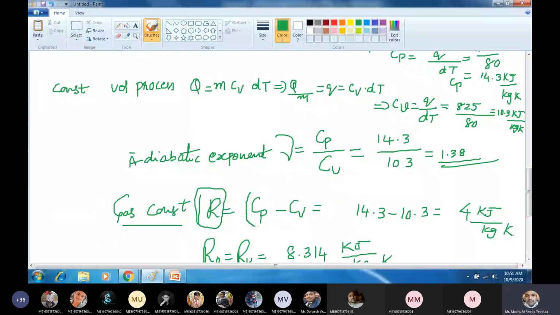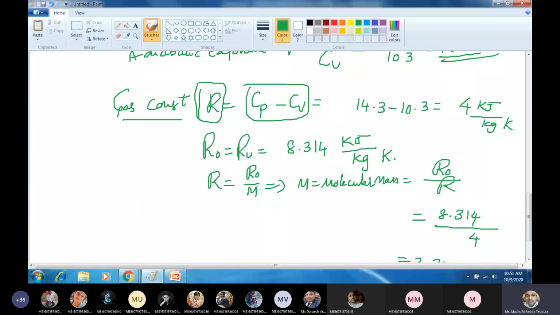And as we know, the relation between R and R naught. So very important throughout our 4 years. Not only this subject, any subject, this relation is very important. Most of the people will get confused between R and R naught. R naught is universal for any gas, but R is specific to the gas. We'll go to the next problem.